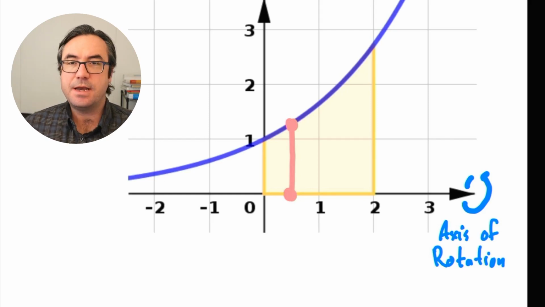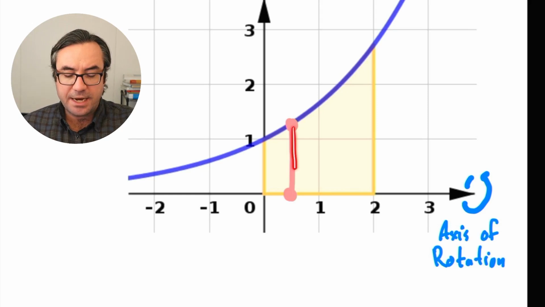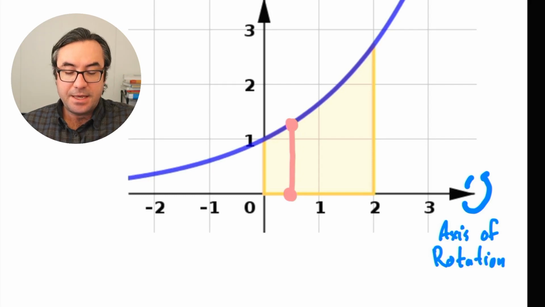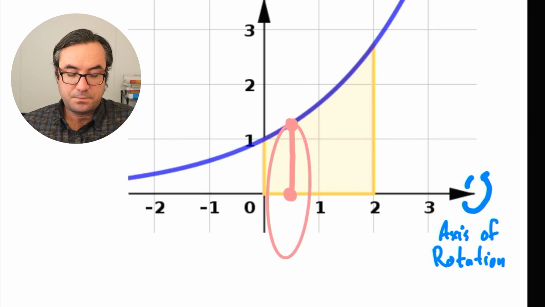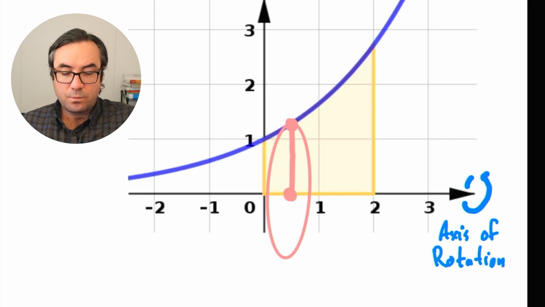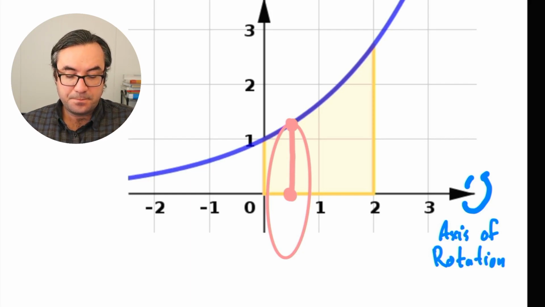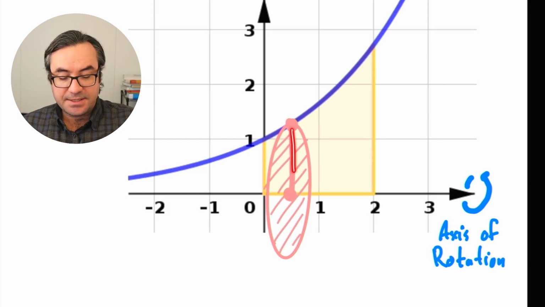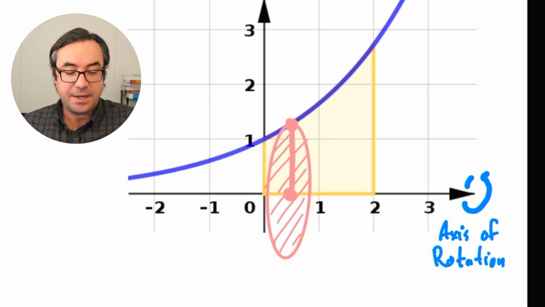Now we want to draw, what is the cross section if we imagine rotating this little line segment around our axis of rotation? What we're going to get is a circle. We want to calculate the area for that circle, and this line segment here is going to give us the radius.